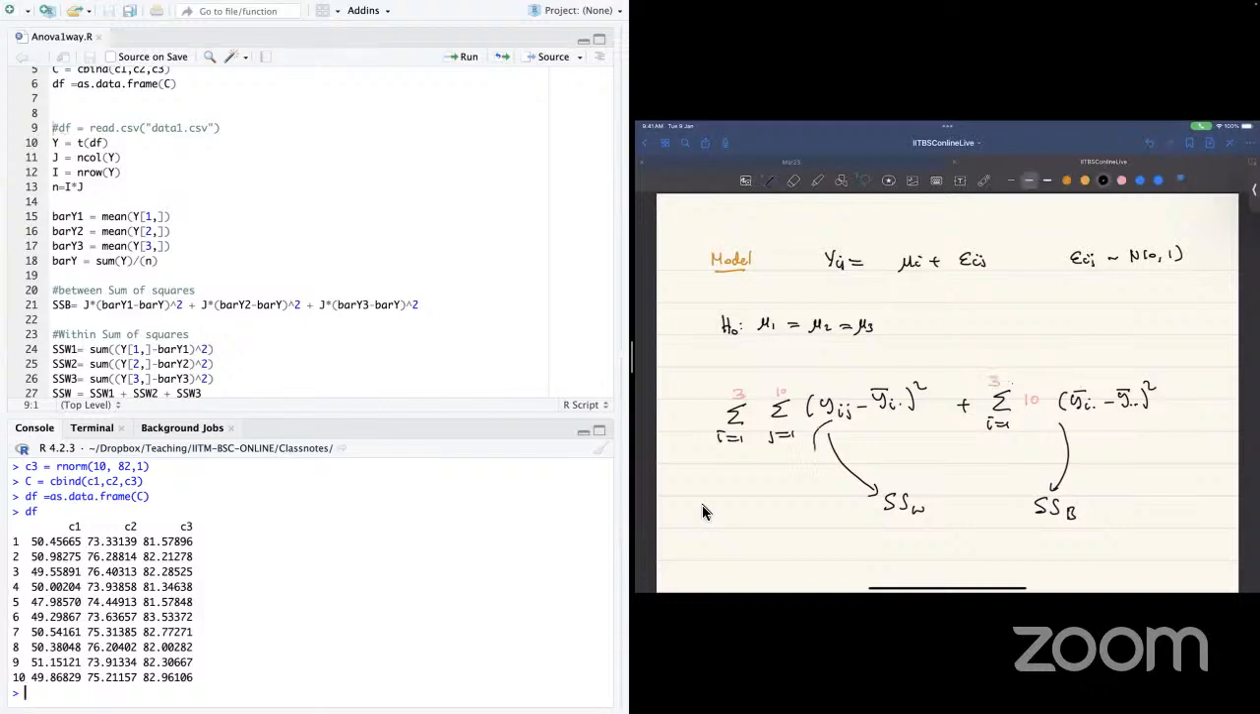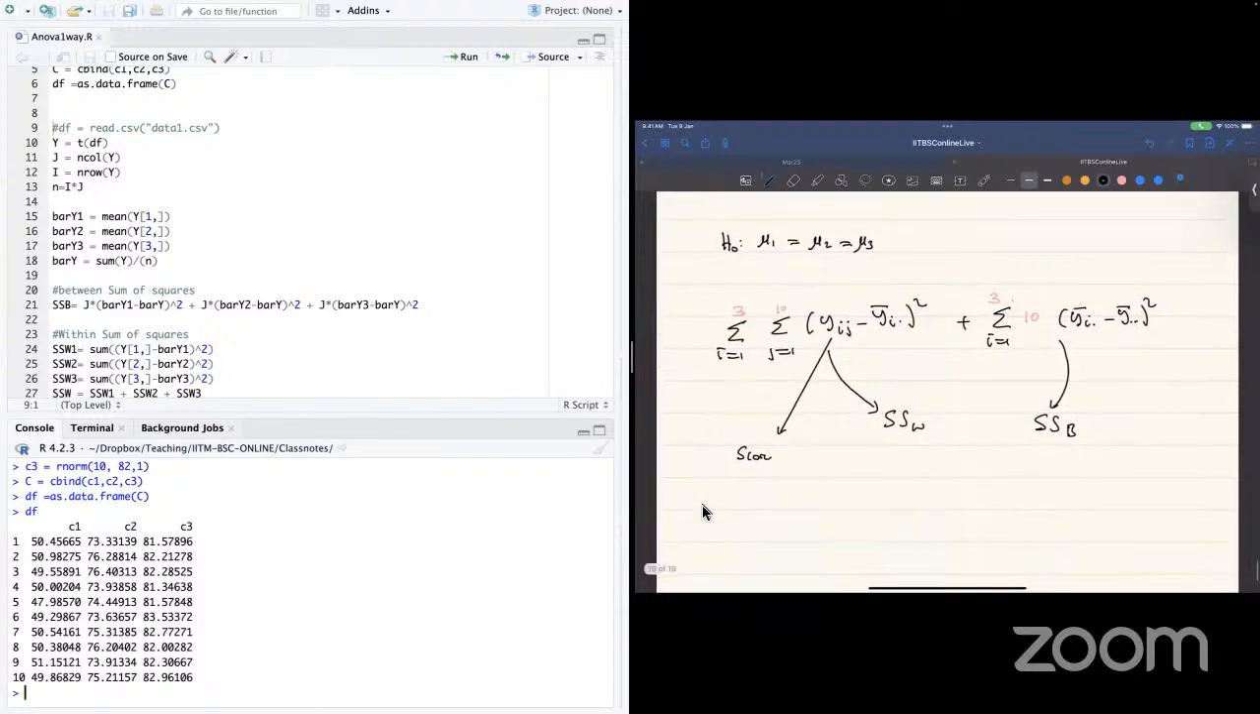Y_ij here is the score driven by grader i on answer script j.